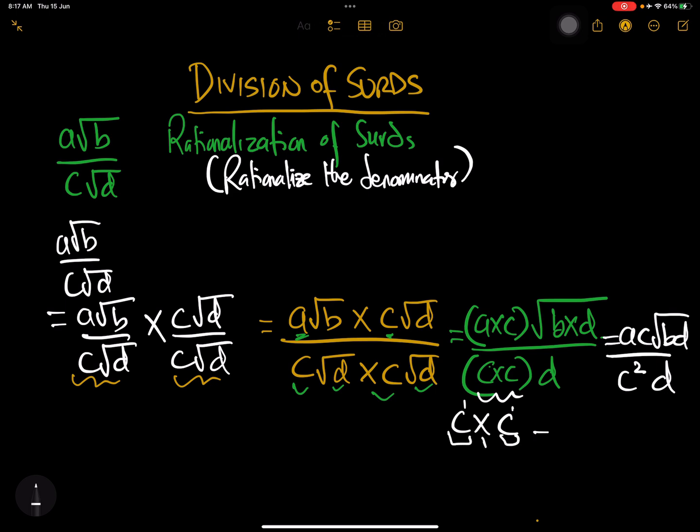And the sign is multiplication. So we're going to have C and add in the exponent 1 plus 1. And we get C squared. That's how come we're getting C squared times D. So I hope this helps.